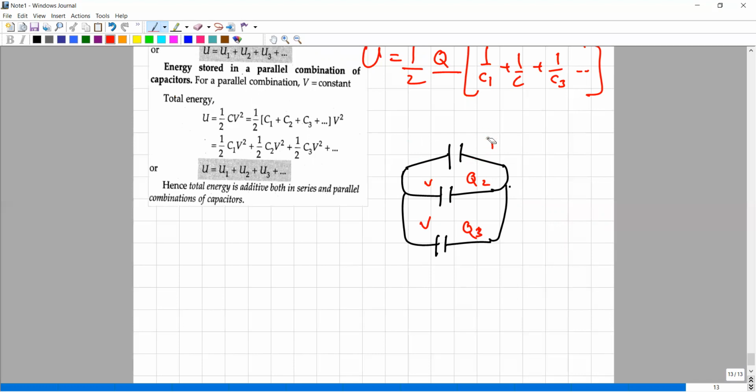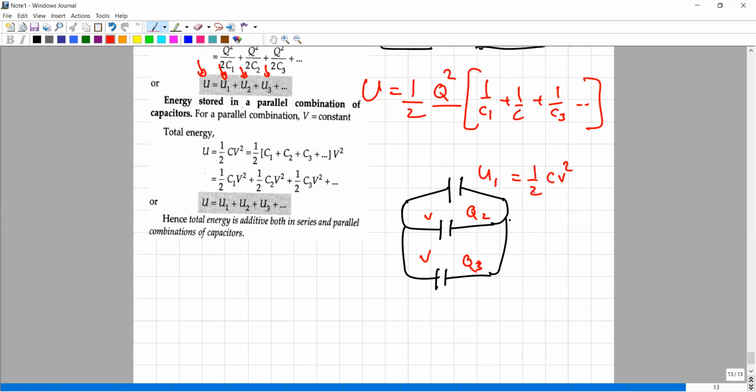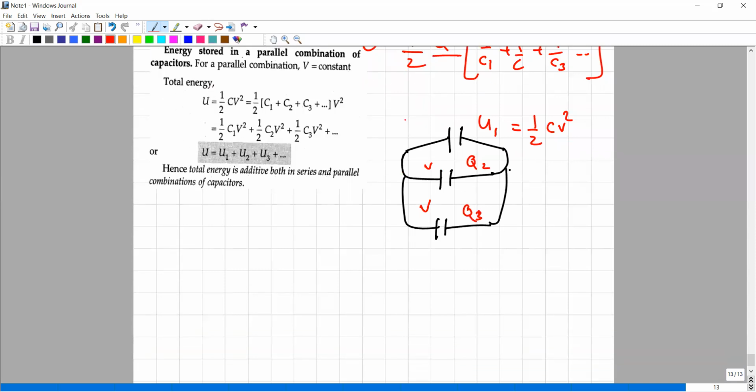If I try to find the energy of the first capacitor, I can use this half of CV square. See, I can use any formula I want. I can use half of Q square by C as in the case of series, or half of CV square as in the case of parallel. So the total energy will be equal to half of C equivalent V square, because the total energy of the whole system would be considered when the total system is also considered as equivalent capacitance.